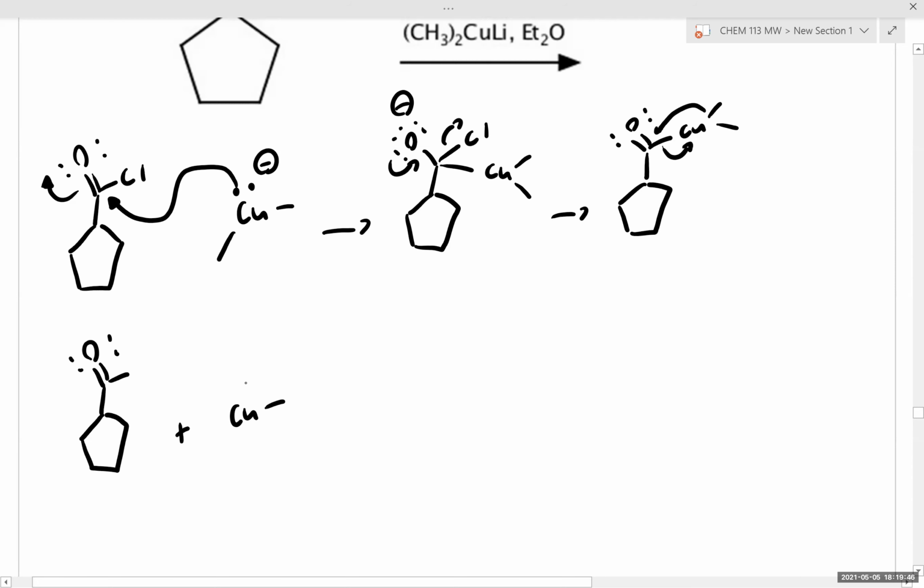Any questions on this problem before we move on? Any questions on this mechanism before we move on? Does this make sense to everyone so far? Any questions I can help answer? Okay, perfect, perfect.